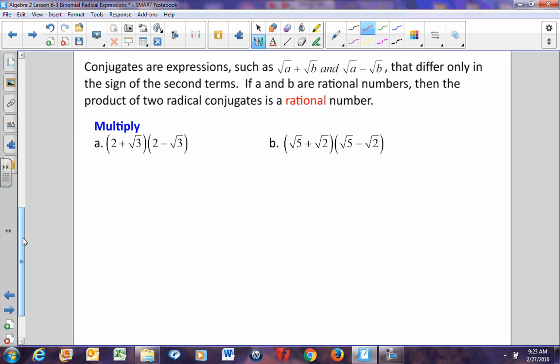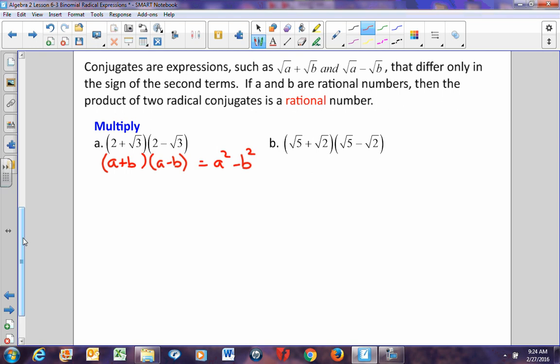So if a and b are rational numbers, then the product of two radical conjugates has to be a rational number. So if I have 2 plus the square root of 3 times 2 minus the square root of 3, remember this is an a plus b times an a minus b, isn't it? And if you remember, that becomes a squared minus b squared. Now, I'll do it longhand and then I'll show you that it works both ways.